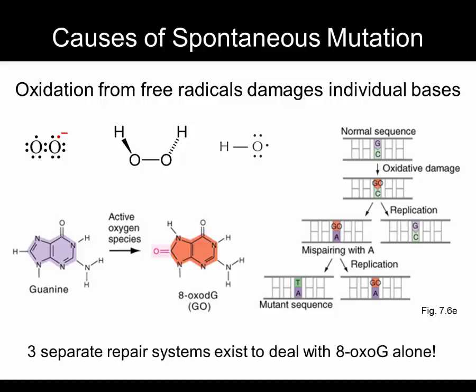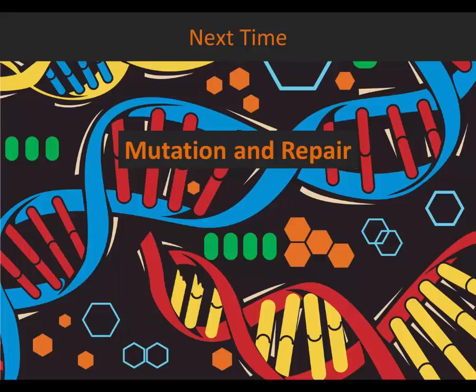This is a serious enough problem that there are 3 separate repair systems just to deal with this one modified base. That does it for spontaneous mutations. Next time we'll talk about mutagens, things that induce mutations, and we'll get into how the cell repairs mutations.